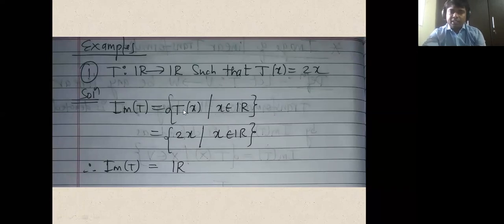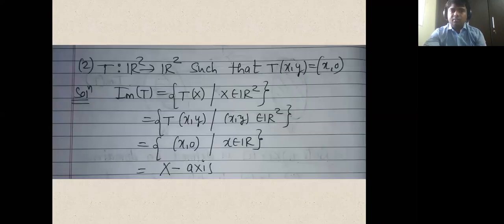Apply the definition of T here in the exercise: 2x such that x belongs to R. You can see that this x is coming from real numbers, so 2x will also be a real number. So T is taking values from R to all of R. So the image is the whole codomain. Whatever the whole codomain is, that complete codomain is the image. So image T is equal to the whole R.